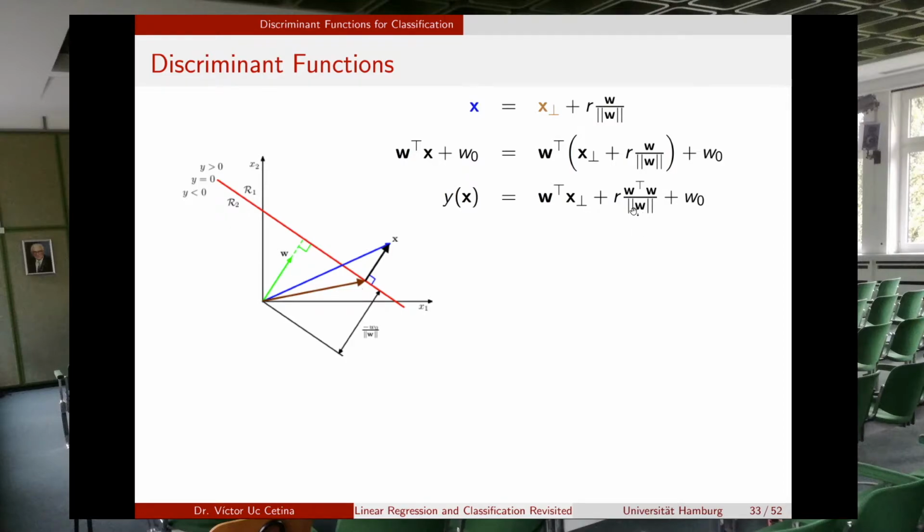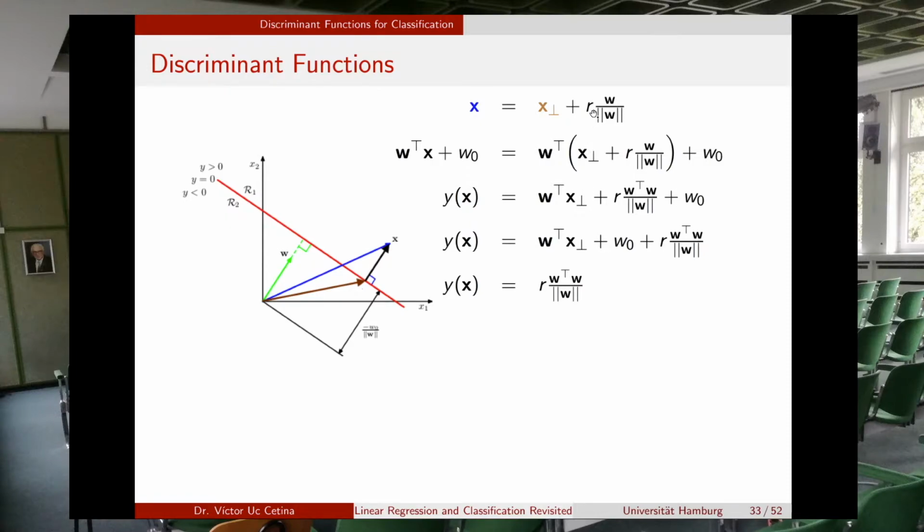And in the next step, we can simply move w0 to the left, and here we see that this is the evaluation of this vector that is in the decision boundary. So every point that is in the decision boundary has an evaluation of 0. So we can simply delete this, and then we have that the evaluation of x equals this r times this expression here.